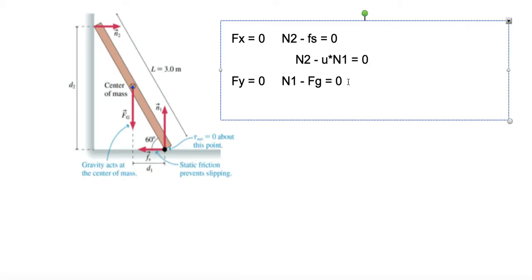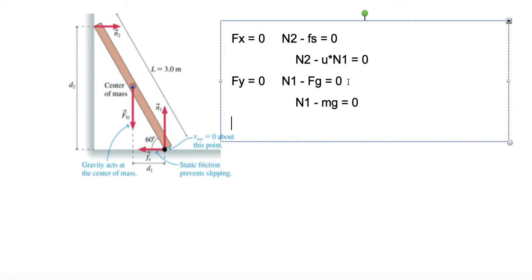If I solve for this a little bit, N1 minus the force of gravity, which is mg, must equal 0. And that tells us that our normal force N1 is equal to mg. So those are some of the forces that are on this object.